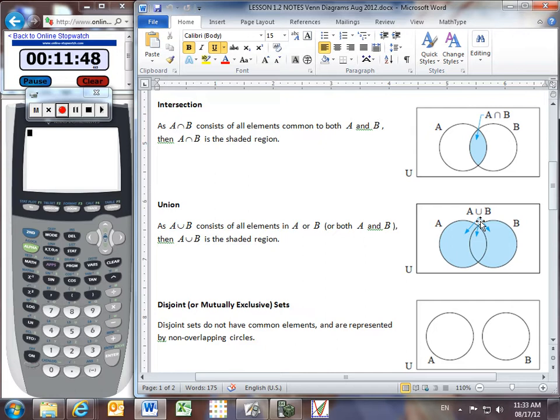And disjoint sets, otherwise known as mutually exclusive sets, on a Venn diagram we would draw them like this, as two completely independent circles with no overlapping region at all, because they don't have any elements in common between them. So we want to represent this and ensure that we're demonstrating that there is no intersection by having them completely non-overlapping, so that this intersection region doesn't even exist in this diagram. That makes it very clear that they are disjoint sets.